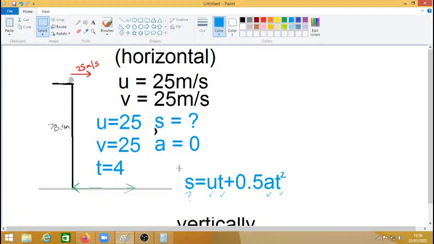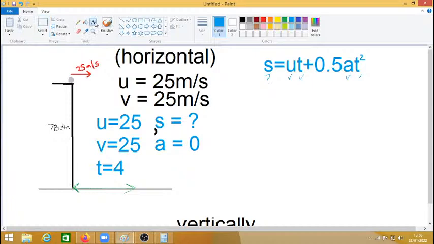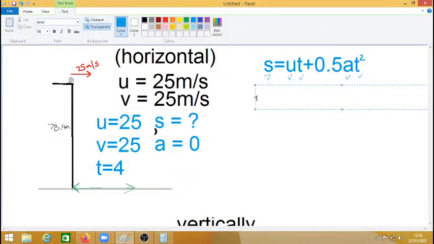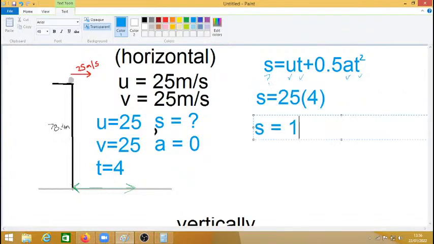While I'm doing that, see if you can try it yourself, see if you can substitute in. There's no rearranging needed, so it should be quite a quick one for you to do. So let's put the numbers in. S is unknown, so we can leave that as S. U is 25, time is 4, so that's 25 times 4, plus 0.5 acceleration is 0, which will make the whole thing 0. So I can just cancel all of that. That's s is equal to 25 times 4, which is 100. So the distance it's traveled is 100 meters.